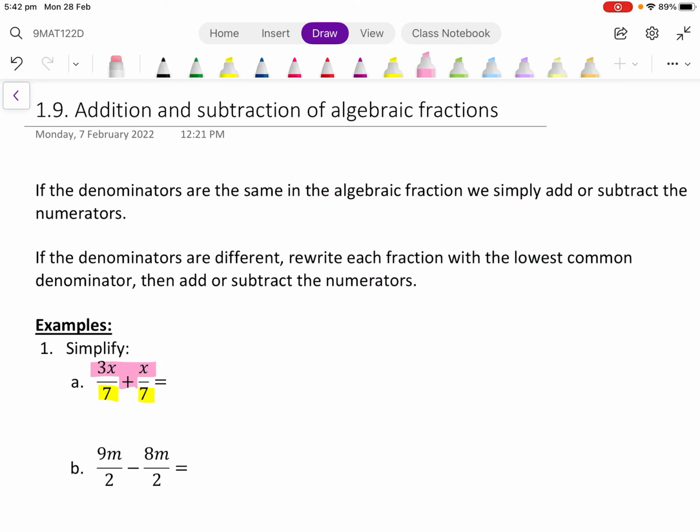Because our denominators are the same here and they are 7, we want to add the numerators of 3x plus x all over 7. Now 3x plus x is 4x over our denominator of 7.